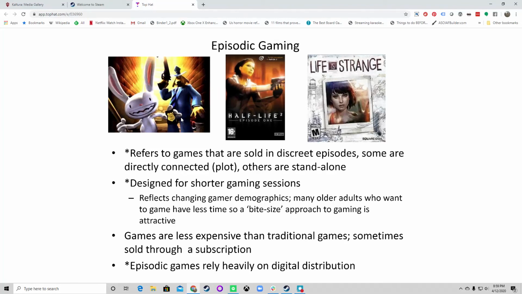And again, these games tend to not be as mechanically complex as a traditional game, though in some cases, like Half-Life 2, Episode 1 and 2, that's actually Half-Life just split into smaller pieces. These games are less expensive than traditional games. You can also try them out for a low price, right? They often give away the first episode for free or $2 or whatever. And then if you like it, you can purchase the rest of them at a discount. And again, these almost all rely heavily on digital distribution.